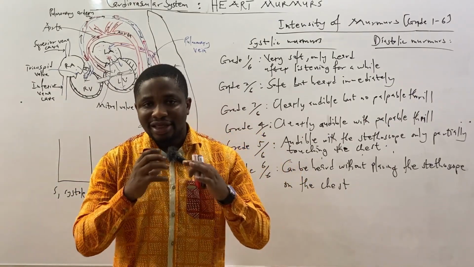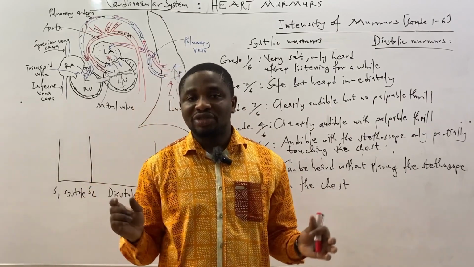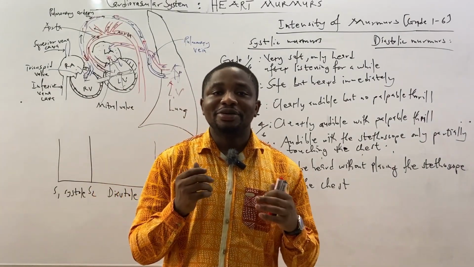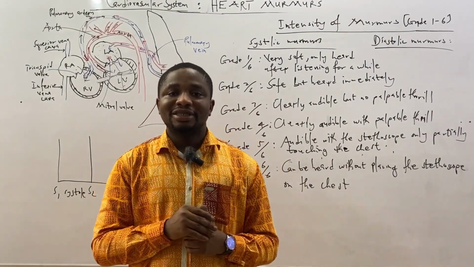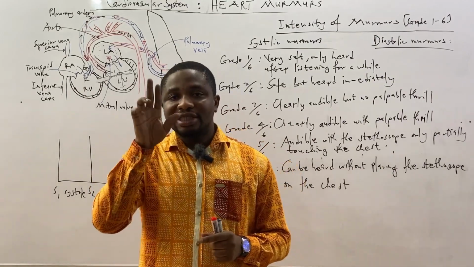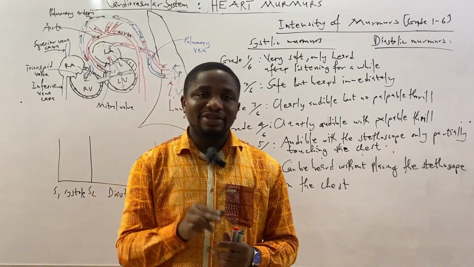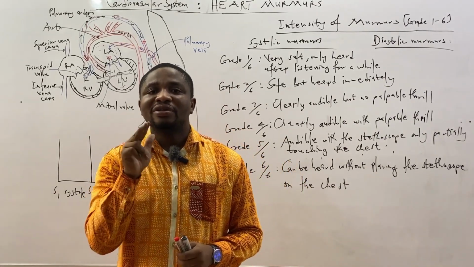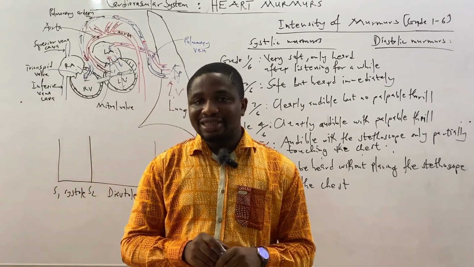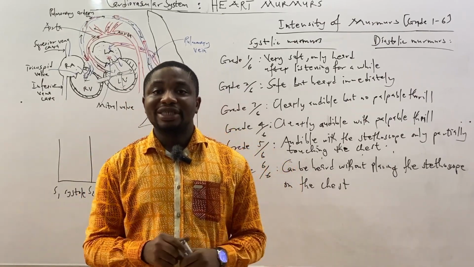Grade 3/6, the murmur is clearly audible, but no palpable thrills. Now somebody will ask, what is a thrill? When we say thrills, it simply refers to palpable murmurs which can be felt as vibration using the tips of what? The fingers. It's usually elicited using 2 fingers. At the tip of the fingers, you would be able to what? Feel vibrations. If you are able to feel vibrations, then we'll say that is a palpable murmur, hence it is what? A thrill. I hope that makes sense to you.